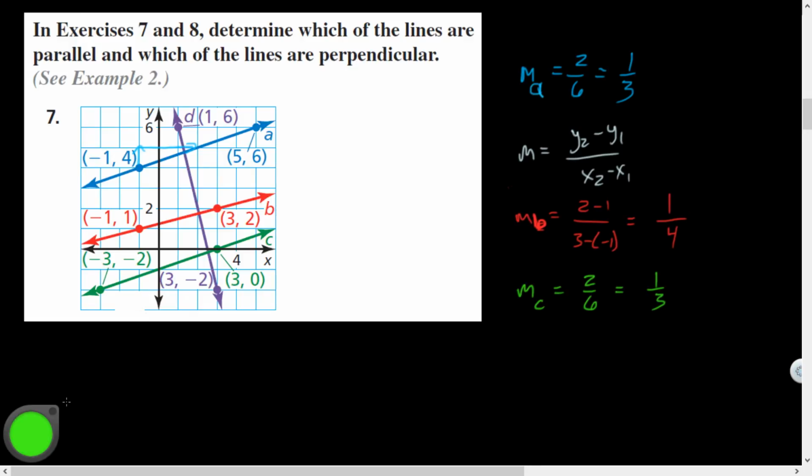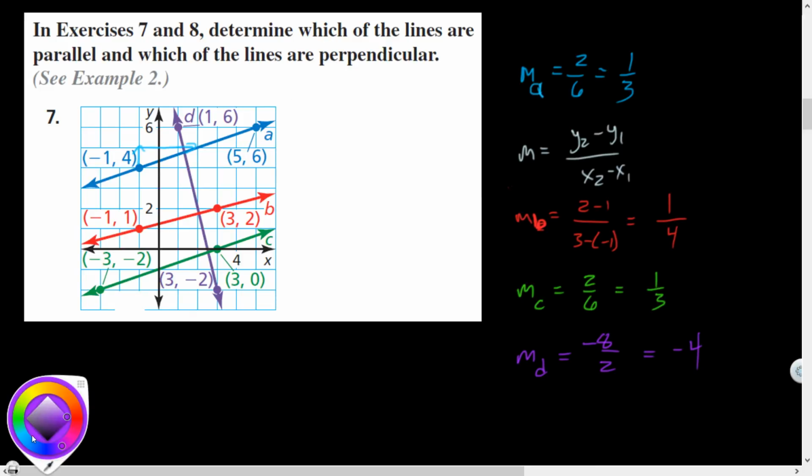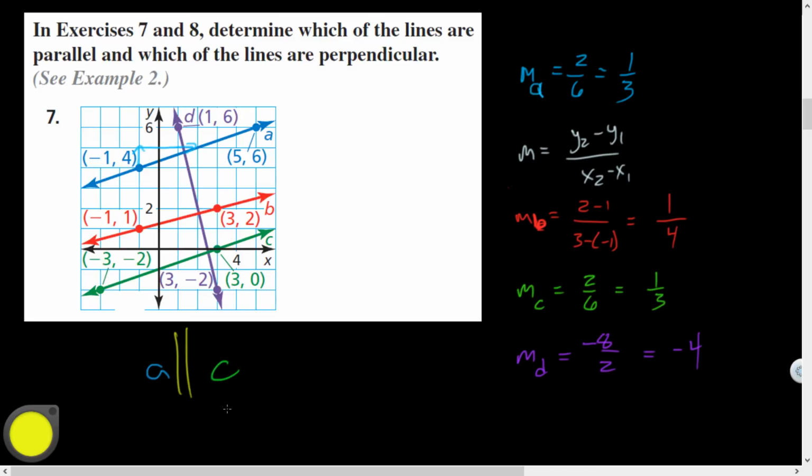We're going to look at that in a moment, I'm sure. Let's see. Purple line D looks like it's going down. Oh, man, that's going down 8. So the slope of D is going down 8 over, all right, guys, friends, we got this, over 2, which is negative 4. Okay, so now for the question, which lines are parallel? The ones with the same slope are parallel. So A and C are parallel. All right, which lines are perpendicular?